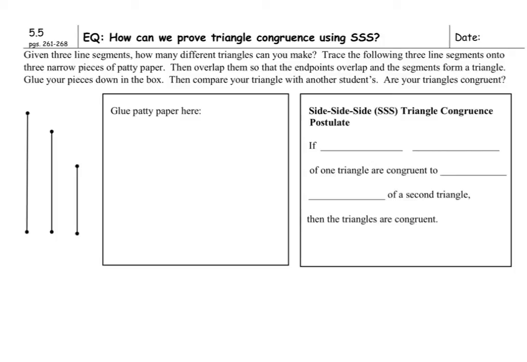Hey guys, today we're going to be proving triangle congruence using side, side, side. So we have a little bit of an investigation here. Given three line segments, how many different triangles can you make?